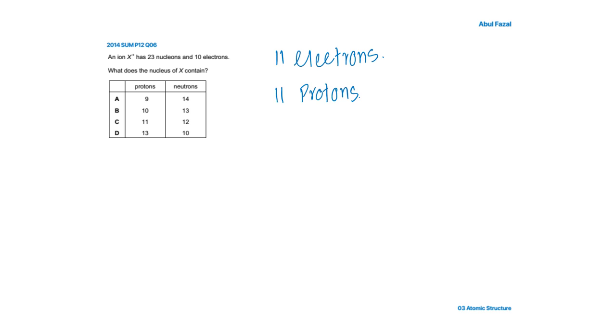Now, 23 nucleons would imply we have no way of finding out neutrons from the earlier information, but we know the nucleon number, so we can figure that out. The nucleon number 23 is the sum of protons and neutrons put together. 11 of these are protons, so 23 minus 11 is 12. So you have 12 neutrons.